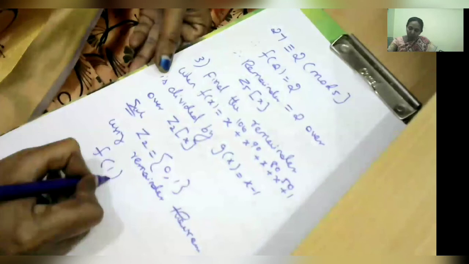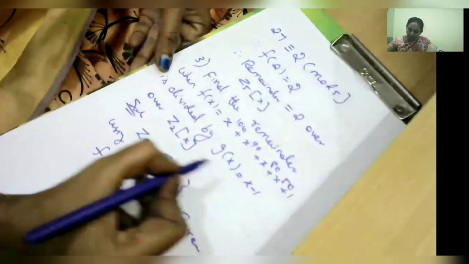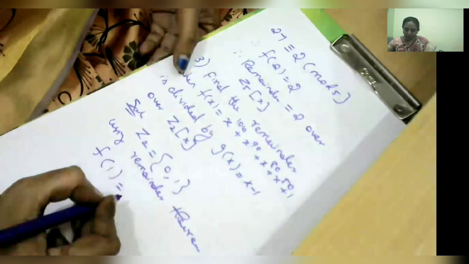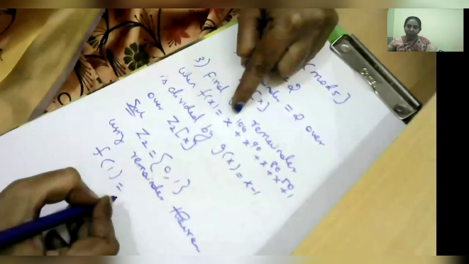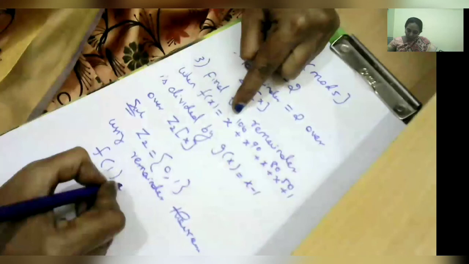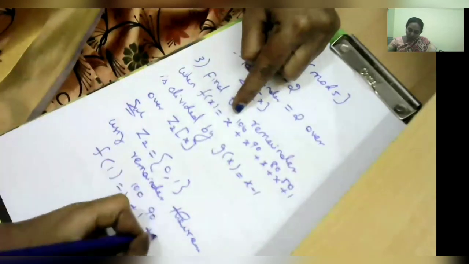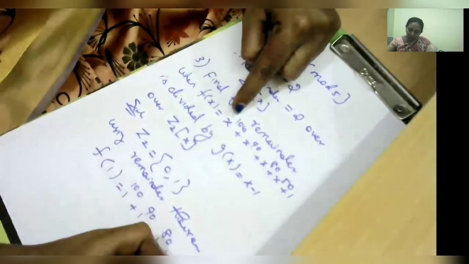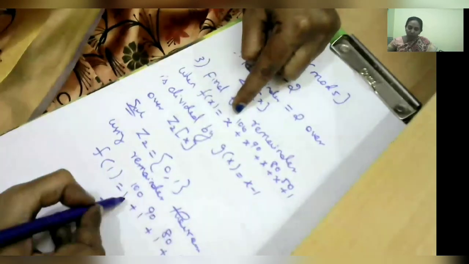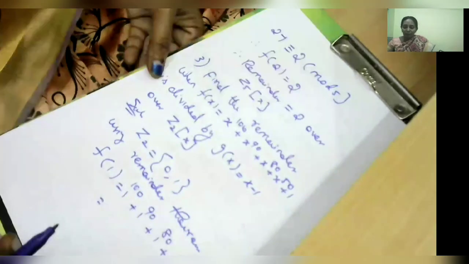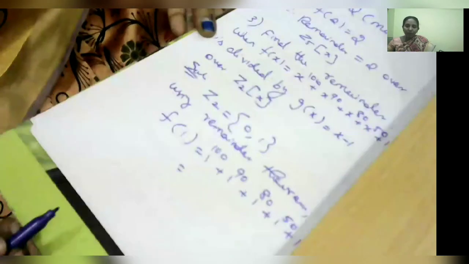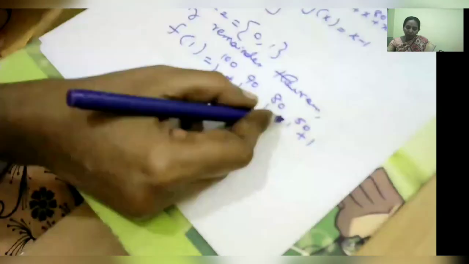Here, in x minus 1, a is 1, so find f of 1. In the polynomial f of x, replace x by 1. So 1 to the power 100 plus 1 to the power 90 plus 1 to the power 80 plus 1 to the power 50 plus 1. 1 to the power 100 is 1 only. So 1, 2, 3, 4, 5. So f of 1 is 5.